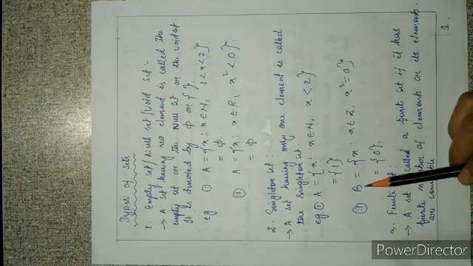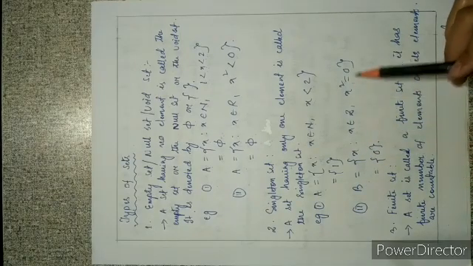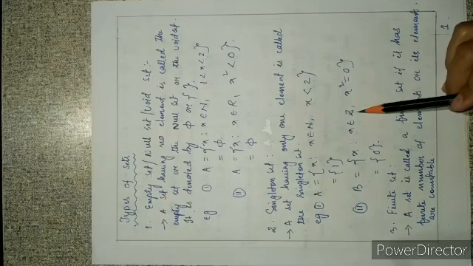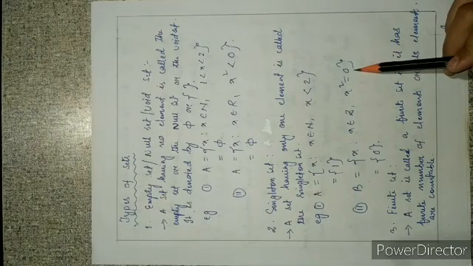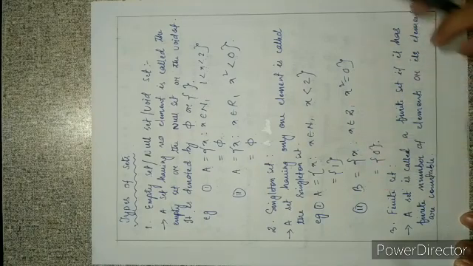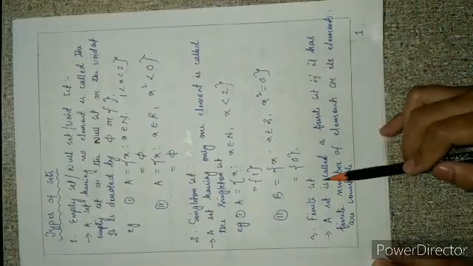Number B. Set B, x belongs to z and x square is equal to 0. X is an integer whose square value is 0, so x is 0. Since 0 square is equal to 0, set B consists of a single element 0 and so set B is called singleton set.